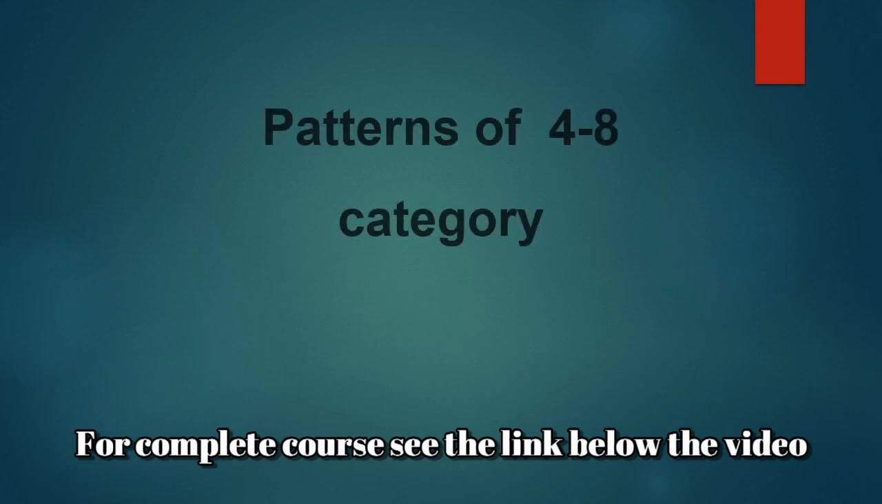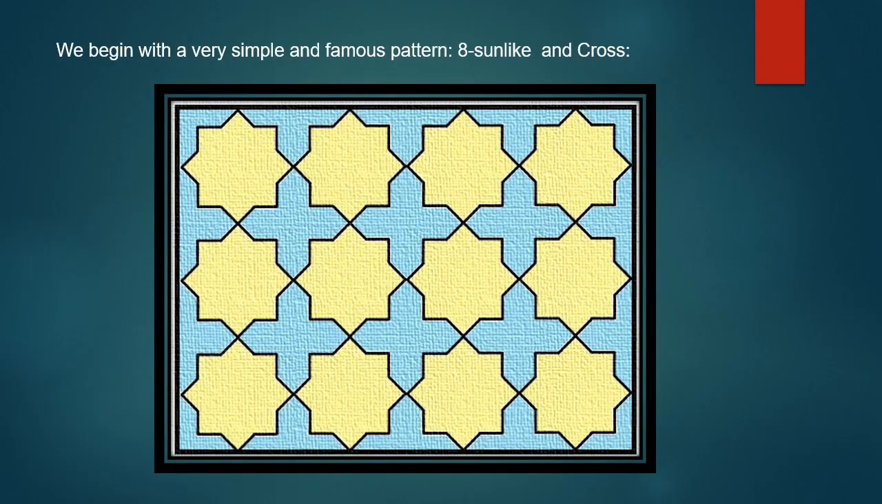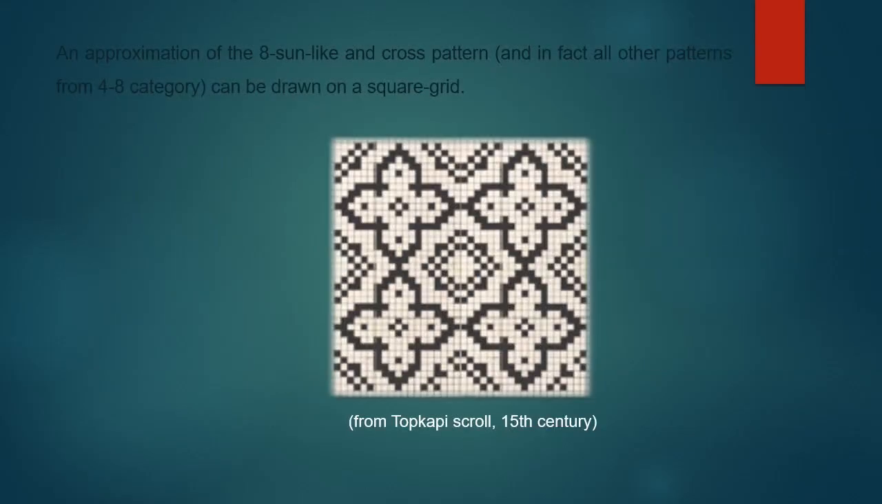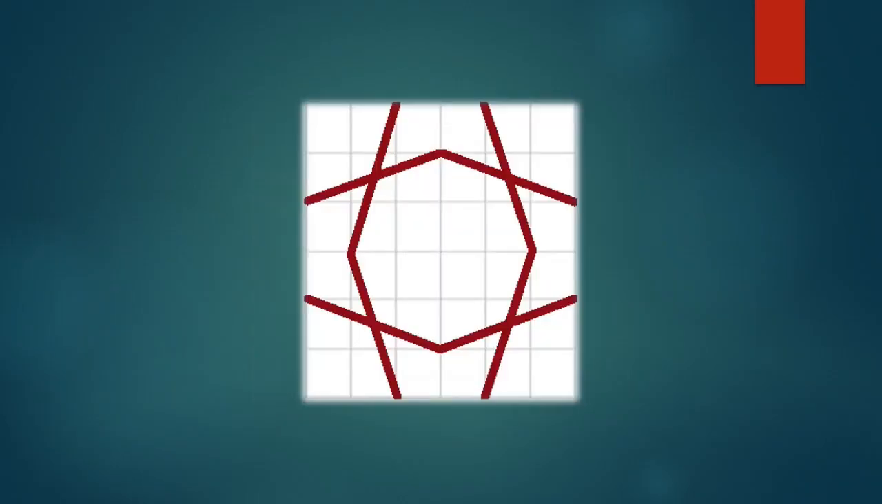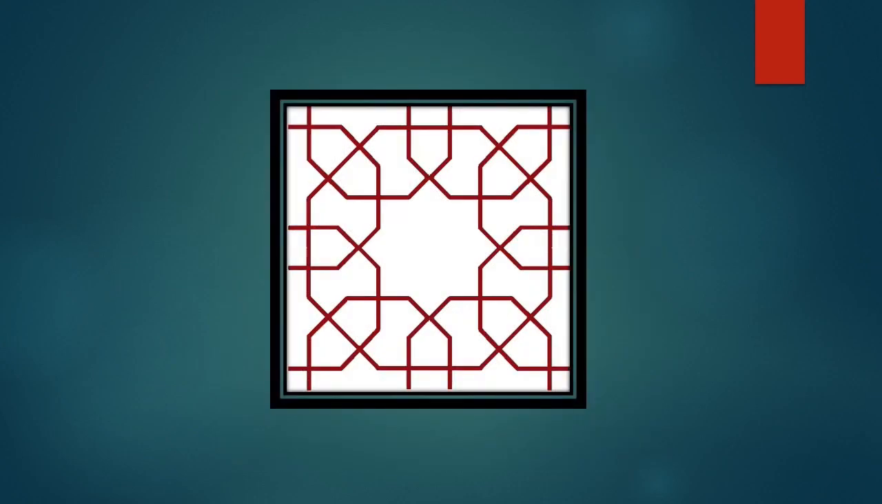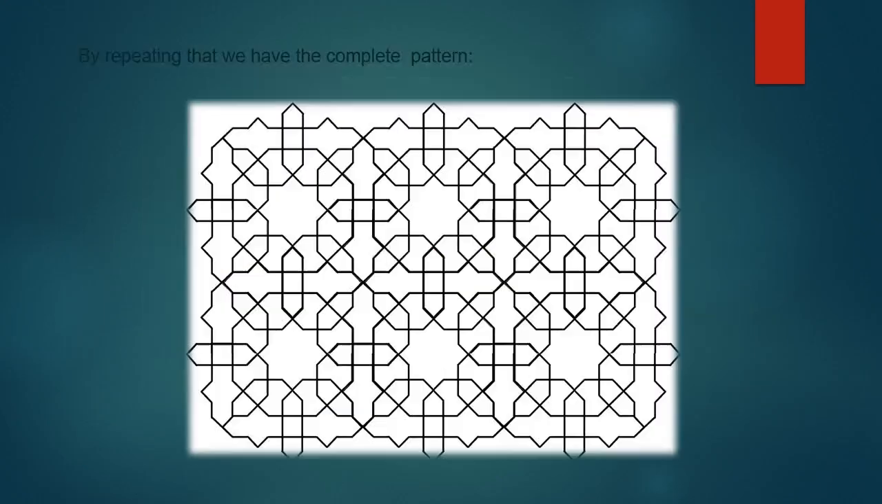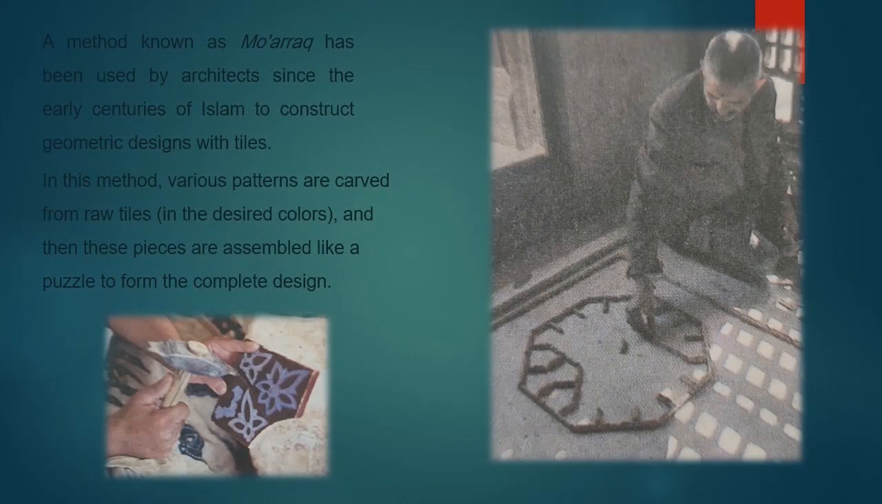In sections 2 and 3, we work on patterns of 4/8 category. We present various methods for drawing these patterns, including drawing inside a square grid, direct drawing by a ruler and compass, and also the creation of patterns through arrangement of basic motifs. Historical evidence for the use of these methods are also presented.